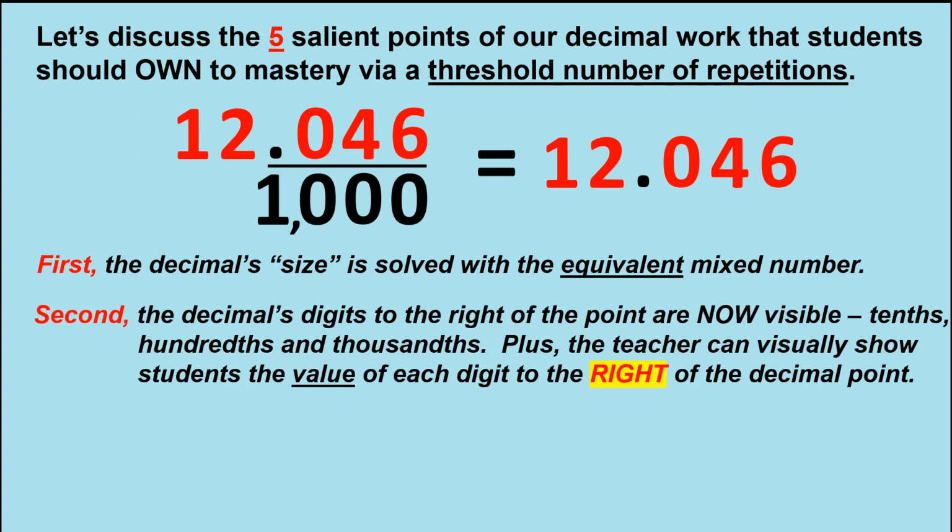Number 2, the decimal's place value digits to the right of the decimal are now visible to the student. The 0 is in the tenths place, since the 0 is over the 10 in the denominator. The 4 is in the hundredths place, since the 4 is over the 100 in the denominator. The 6 is in the thousandths place, since the 6 is over the 1,000. But the equivalency process also shows the value of each digit to the right of the decimal point. The decimal's 3 digits to the right of the decimal point indicate the following values: 0 tenths, 4 hundredths, and 6 thousandths. Of course, the overall decimal's value to the right of the decimal point is 46 thousandths.